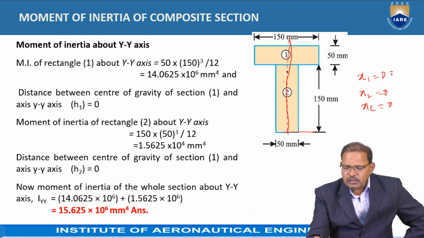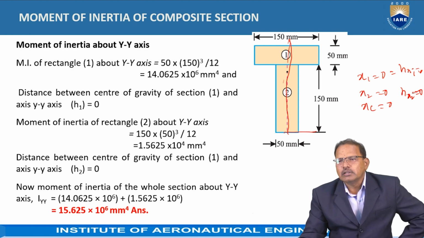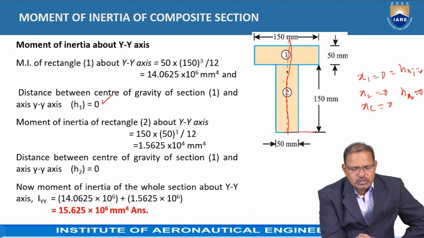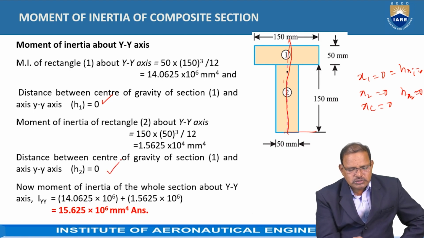That means hx1 is equal to 0, and hx2 is also equal to 0. That is the distance between the parallel lines passing through the centroids, which are parallel to the y-axis. It should be equal to 0. Hence h1 is equal to 0, and h2 is also equal to 0.